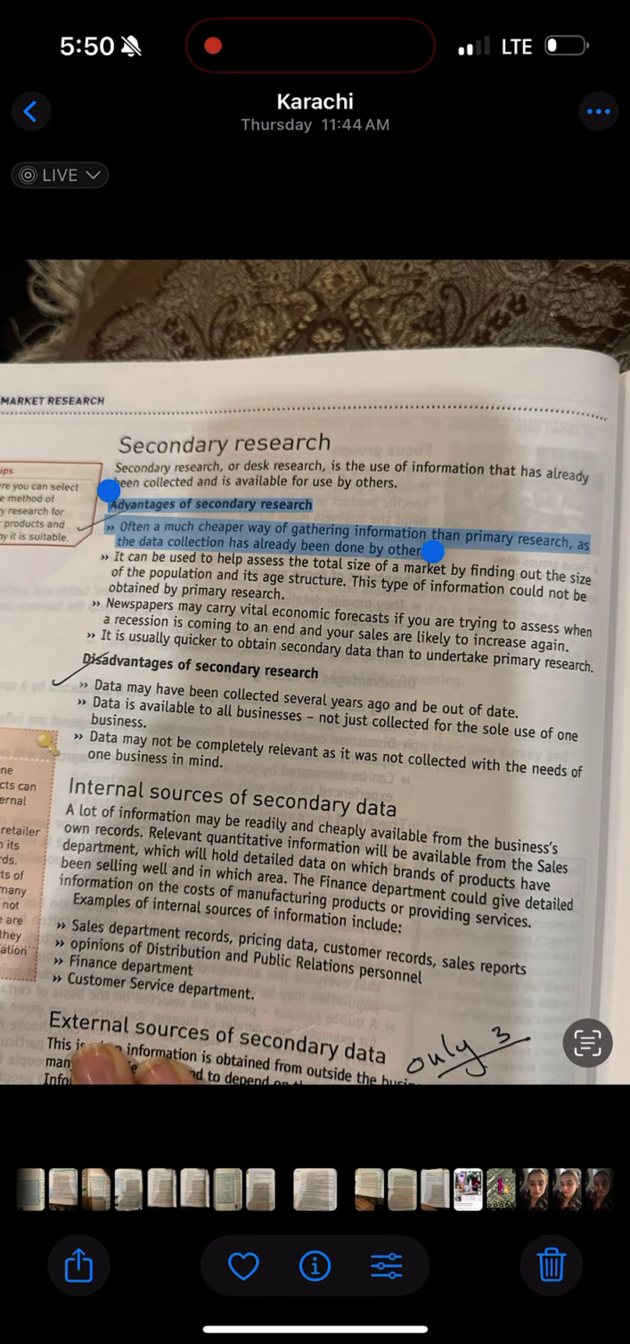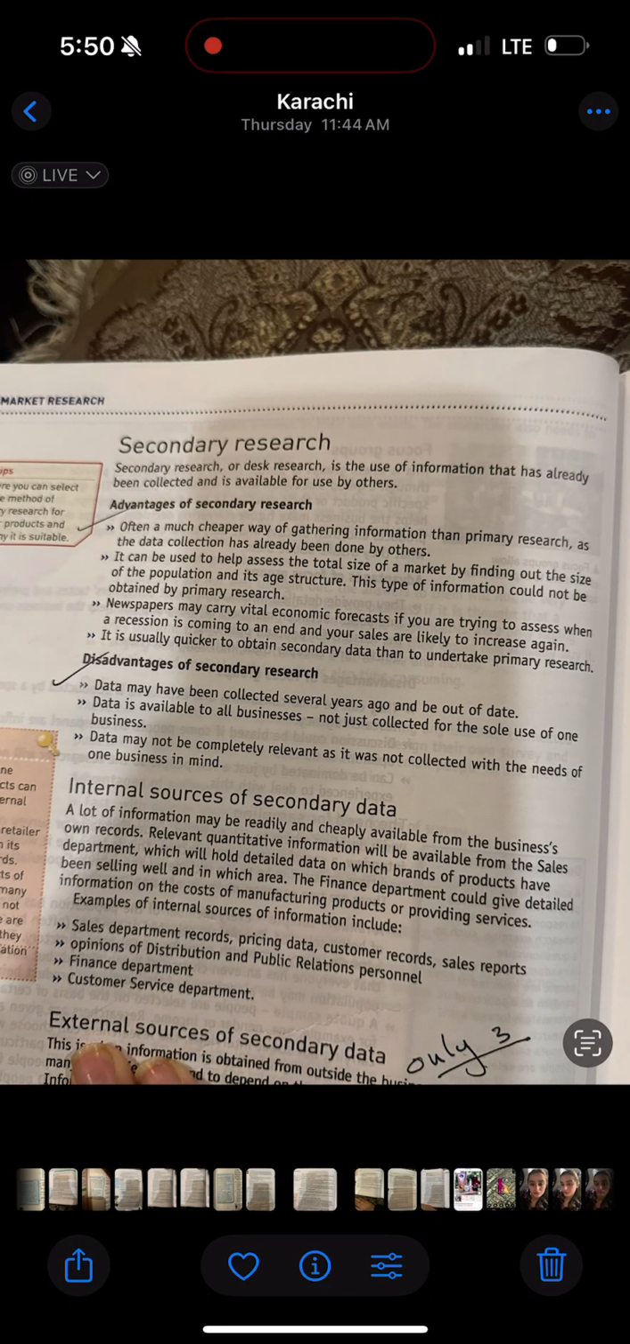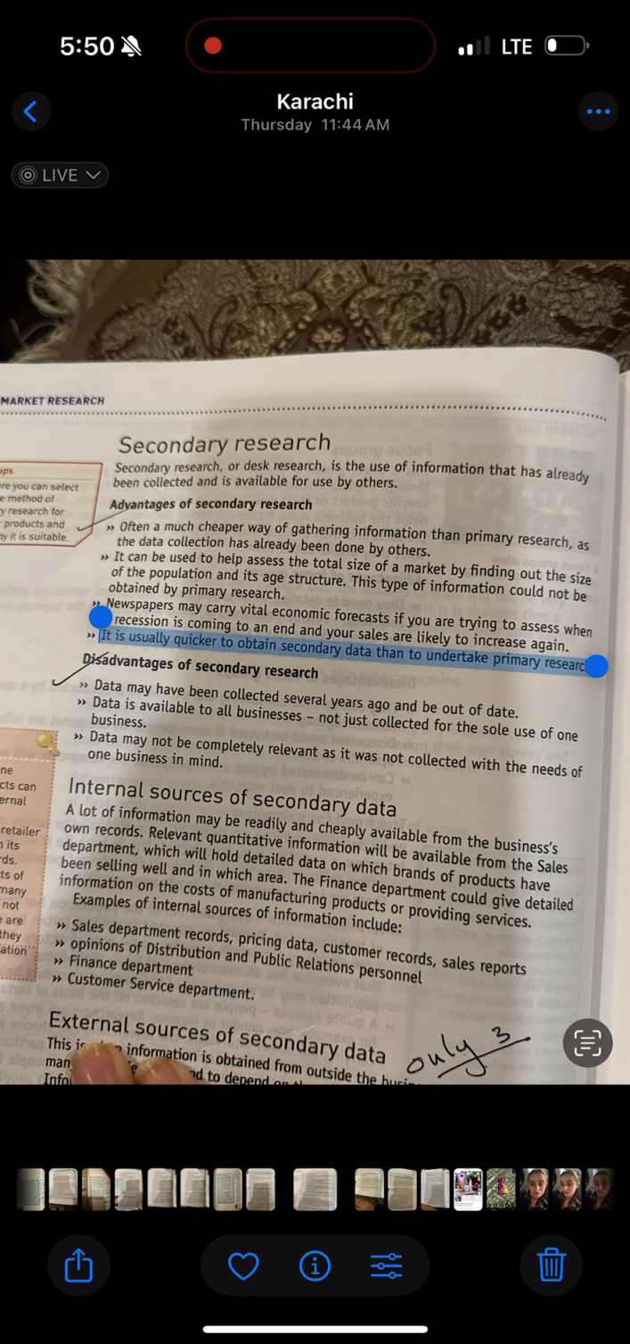Advantages of secondary research: often a much cheaper way of gathering information than primary research, as the data collection has already been done by others. It is usually quicker to obtain secondary data than to undertake primary research. Disadvantages of secondary research: data may have been collected several years ago and be out of date. Data is available to all businesses, not just collected for the sole use of one business.